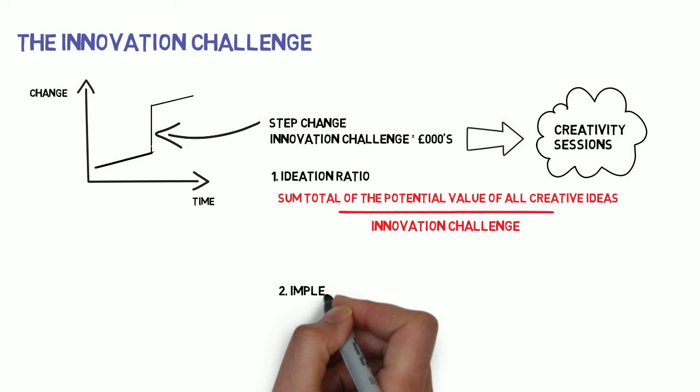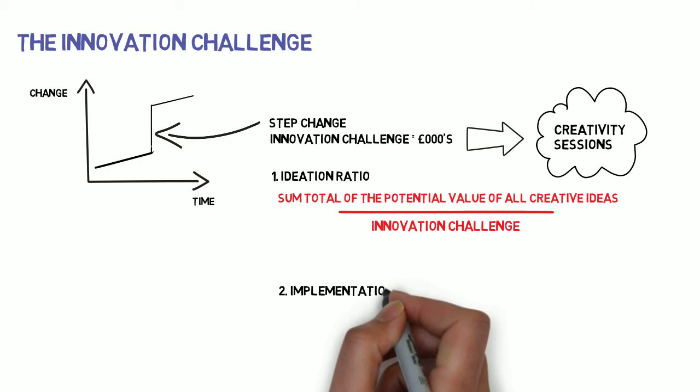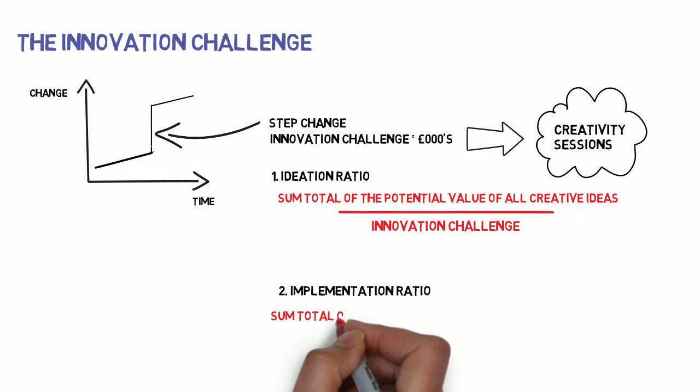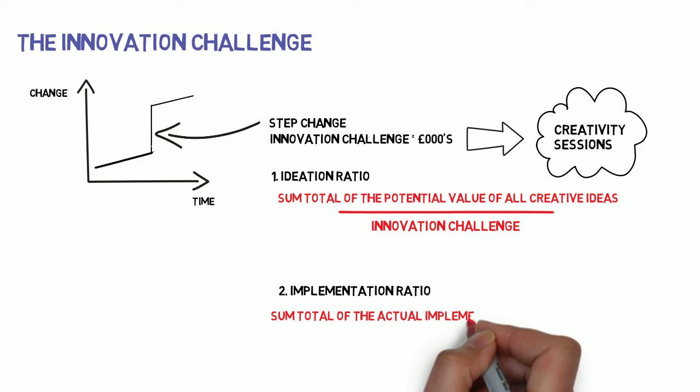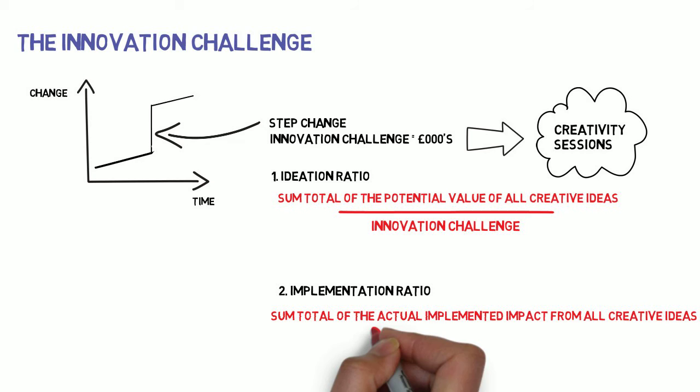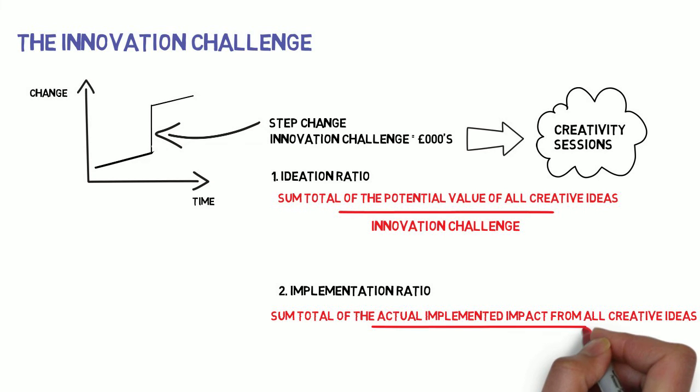Now, it's one thing generating the ideas, it's another thing actually doing the implementation side of things. And the implementation ratio starts with the ideation process, if you like. If you take those creative ideas, it's basically looking to measure the sum total of the actual implemented bottom line impact of all those creative ideas divided by the total innovation challenge.